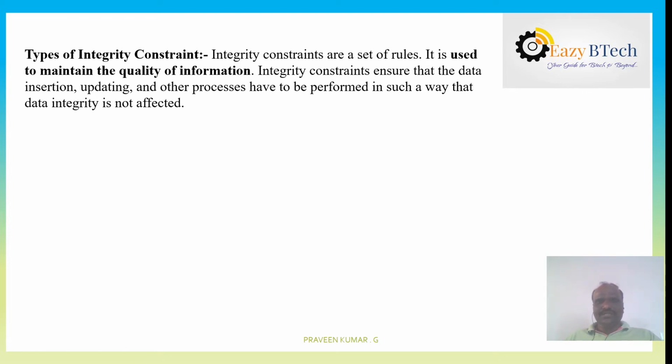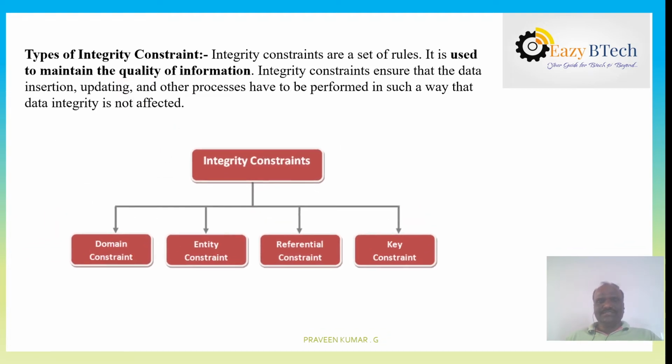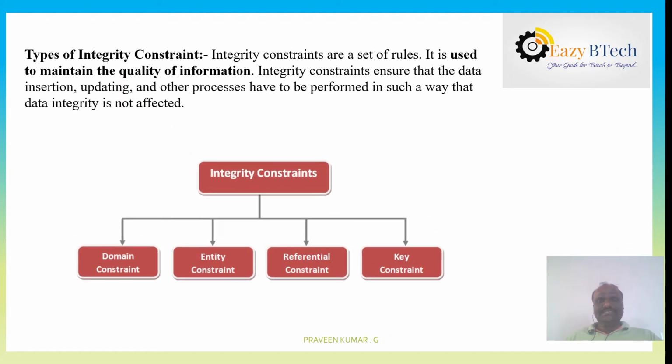Only the candidates who reach before 9:30 are allowed to take the examination. Similarly, when we are constructing a database, we maintain types of integrity constraints. The integrity constraint is nothing but a way to maintain the quality of the data. Basically, integrity constraints are classified into 4 types: first is domain constraints, second is entity constraints, third is referential constraints, fourth is key constraints. If you create any database, we maintain these 4 constraints.